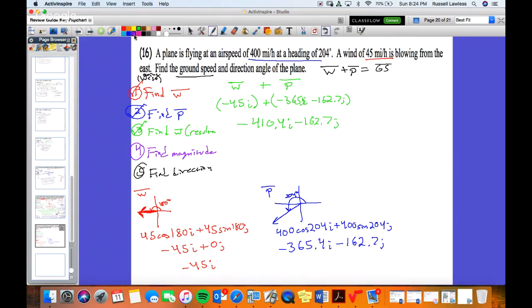And so now we've got to find our magnitude. Magnitude, we're going to do that with a squared plus b squared. So that's just going to be found by doing the square root of negative 410.4 squared plus negative 162.7 squared. And when we do that, I just want the exact answer. That should give us 441.47 miles per hour.